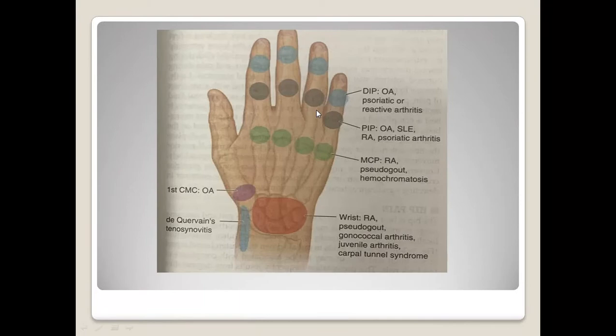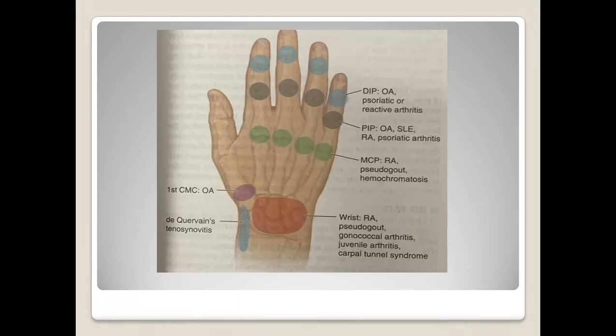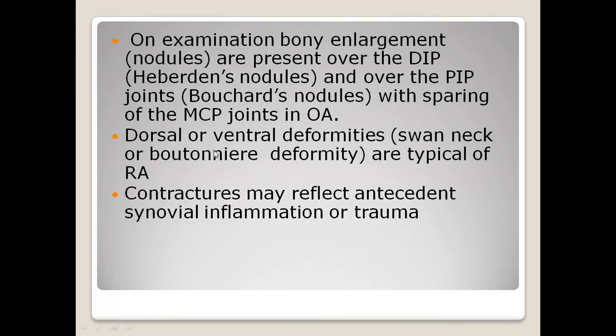See here, when DIP is involved, it's called Heberden's nodules, and when there is involvement of PIP, it's called Bouchard's nodules, most commonly seen in osteoarthritis. Okay. Dorsal or ventral deformities, swan neck deformity or boutonniere deformity are typical of rheumatoid arthritis. We will be discussing this when we speak about rheumatoid arthritis. And the contractures may reflect antecedent synovial inflammation or trauma.